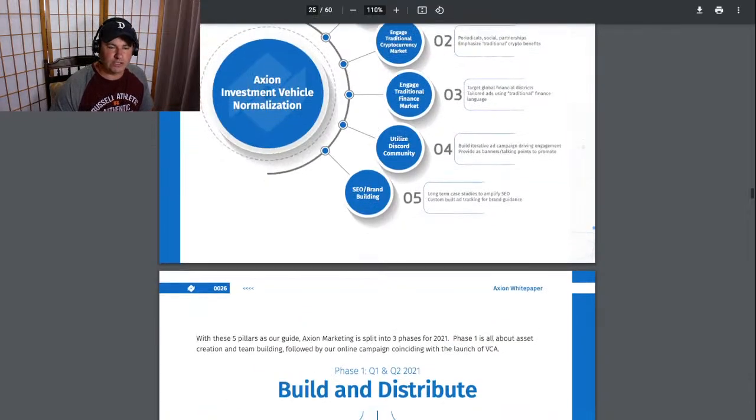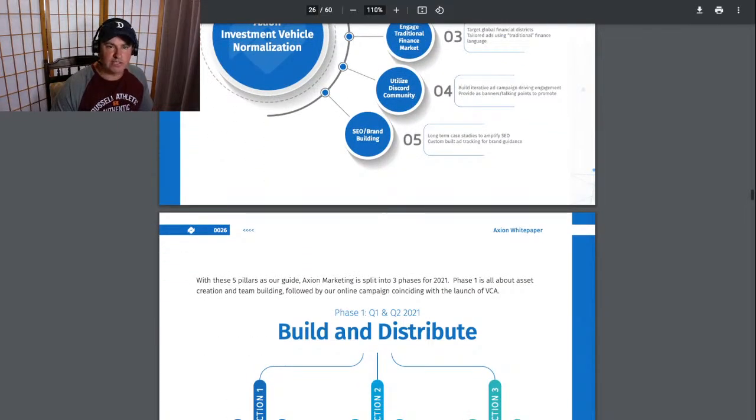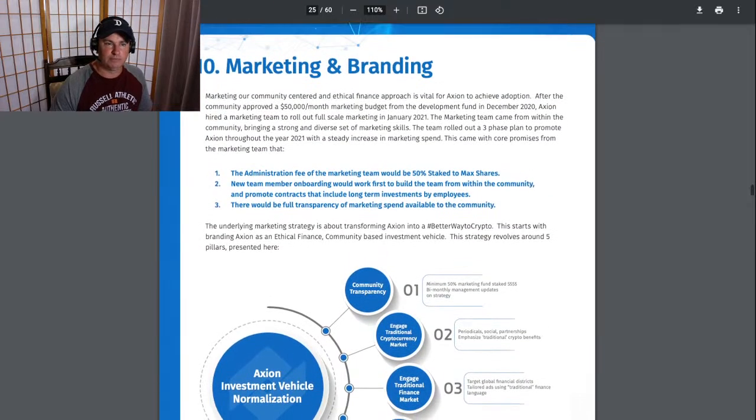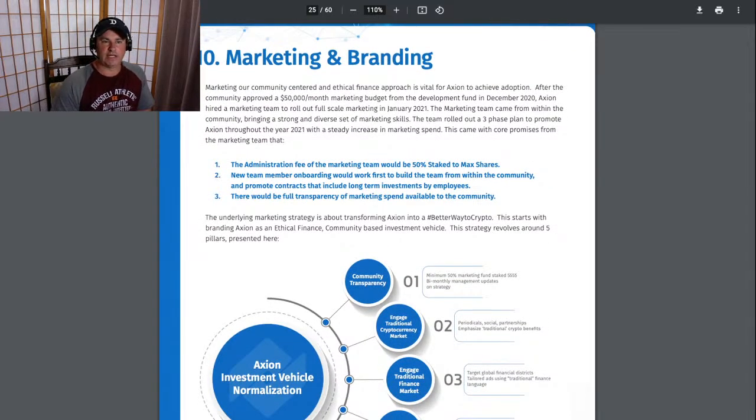We might actually just go through this first bit briefly. Not sure if this stuff is actually in the original one. So the marketing community-centered and ethical finance approach is vital for Axion to achieve adoption. So this is really interesting to a lot of people. After the community approved a $50,000 monthly marketing budget from the development fund in December 2020, Axion hired a marketing team to roll out full-scale marketing in January 2021.